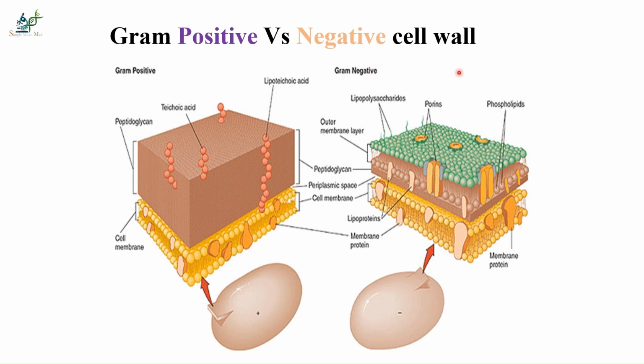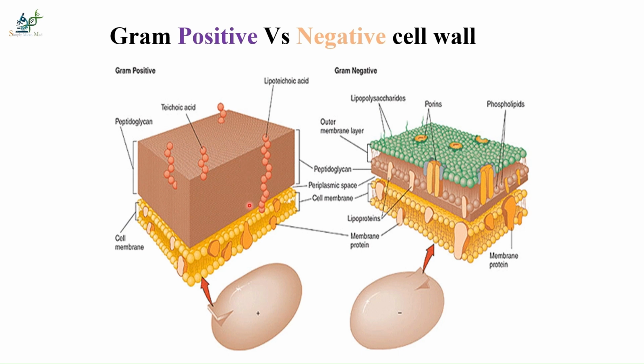Difference between gram-positive and gram-negative bacterial cell wall. This is the picture of the gram-positive and gram-negative bacterial cell wall. Here you can see the peptidoglycan layer of gram-positive bacteria, and this peptidoglycan layer consists of teichoic acid and lipoteichoic acid. In gram-positive bacteria, you can see the thick peptidoglycan layer when compared to the gram-negative organism. Here is the peptidoglycan layer of the gram-negative organism, and this one is the peptidoglycan layer of the gram-positive organism.